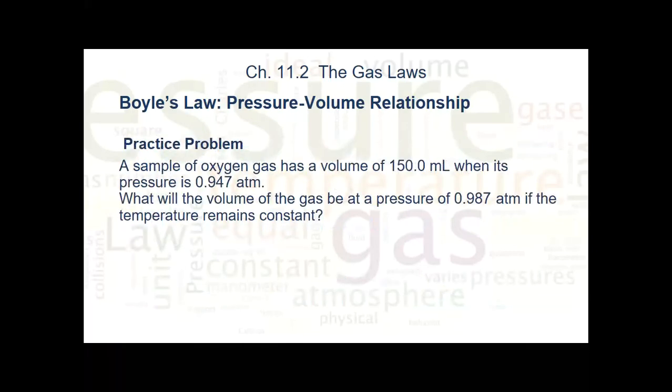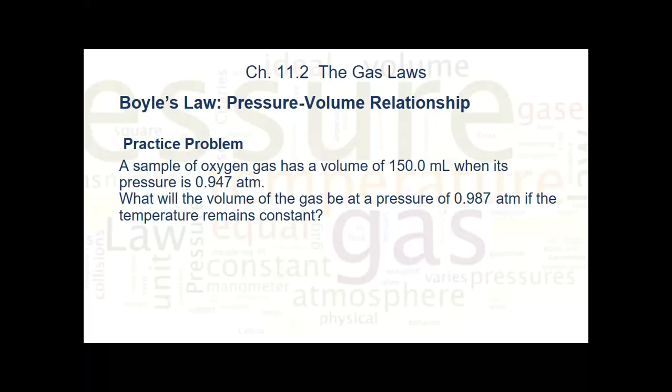So let's talk about a practice problem. A sample of oxygen gas has a volume of 150.0 milliliters when it's at a pressure of 0.947 atmospheres. What is the volume of gas when we change that pressure to 0.987 atmospheres if the temperature remains constant? Temperature is constant. That's Boyle's law. That is one of our constants.